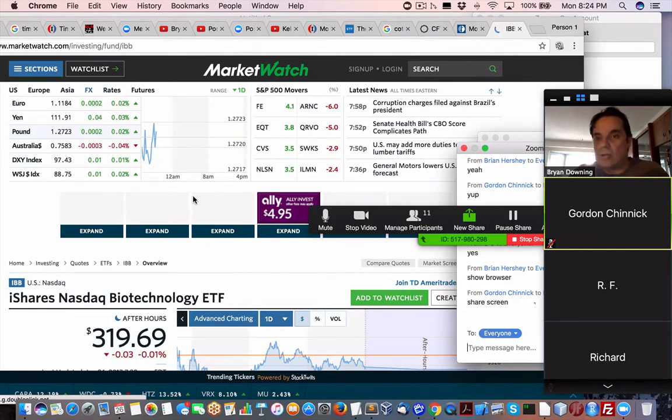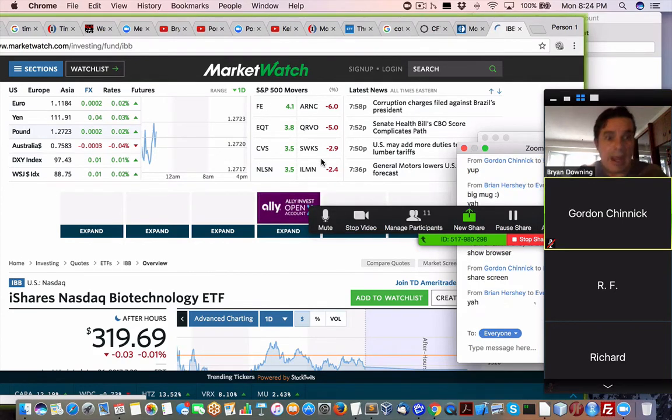Okay, so if you look here at the rates or the percentage of moves, what you're looking for, as an example, is if you shorted FE, whatever that is, or EQT, that's a 5% move down, but if you forecasted it, you've exceeded your 1% move.